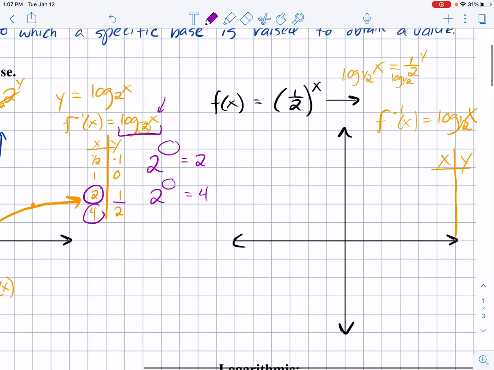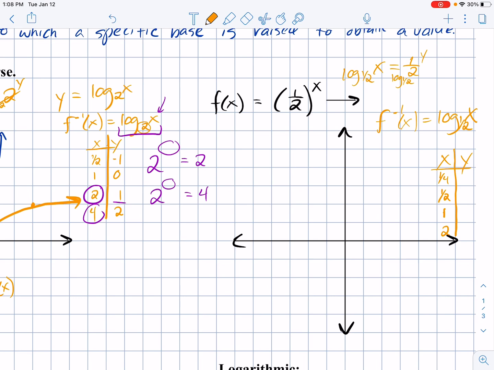So let's do the same thing over here. If our base is 1/2, we want powers of 1/2. So we definitely want to use 1. We can definitely use 2. And then 1/2 and 1/4 would be some good values as well. We'll talk about why we can't use 0 a little bit later.